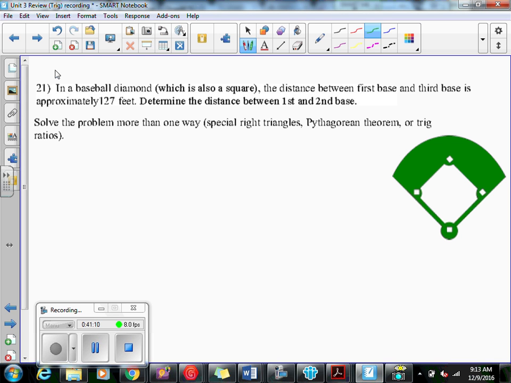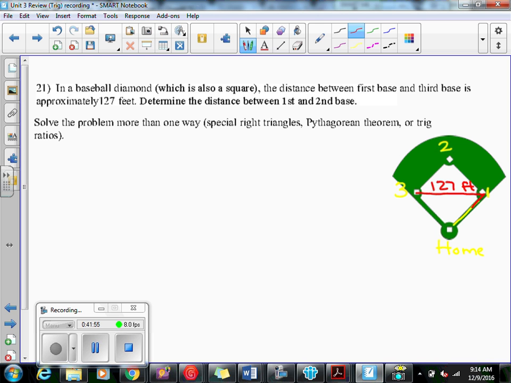All right, so here's some background information for my babies that are not sports fans. In baseball, this is home base. And when they run along this way, that's first base. This is second base. This is third base. So what they're saying in this problem is that I have this square, and in this square, the distance between first base and third base is approximately 127 feet. So the distance from first to third is 127 feet.